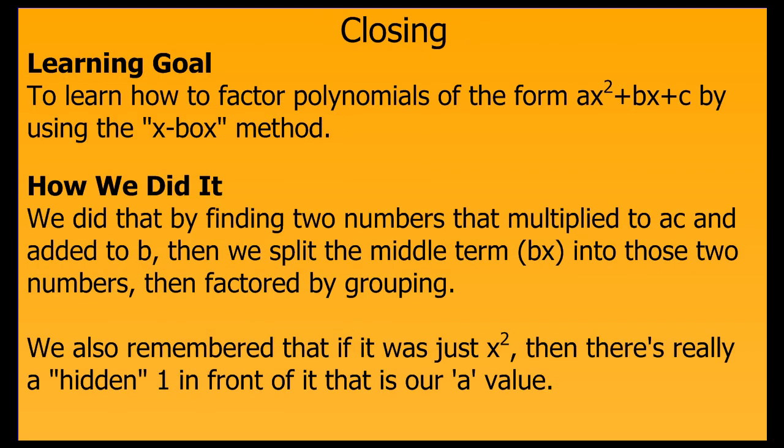In closing, let's review our learning goal. We wanted to learn how to factor polynomials of the form ax² + bx + c by using the Xbox method. We did that by finding two numbers that multiplied to a times c and added to b. Then we split the middle term, bx, into those two numbers, then factored by grouping. We also remember that if it was just x squared, there's really a hidden 1 in front of it, and that is our a value.